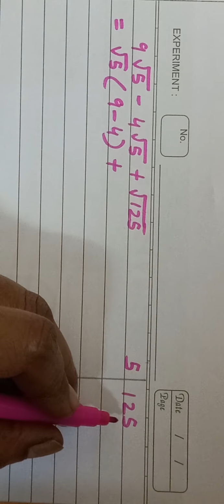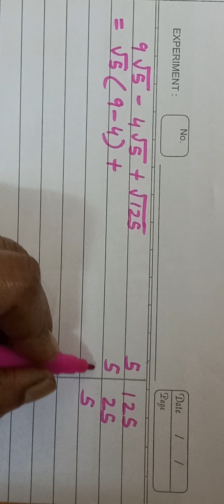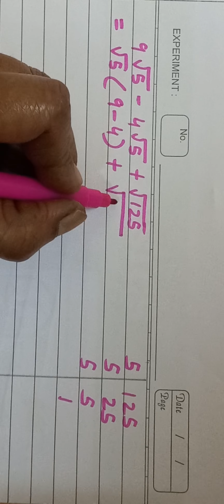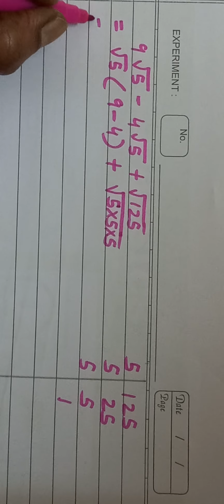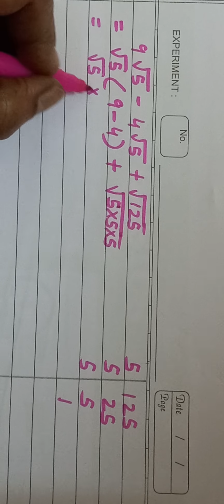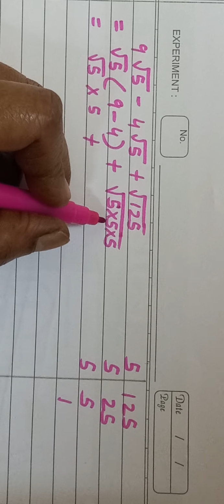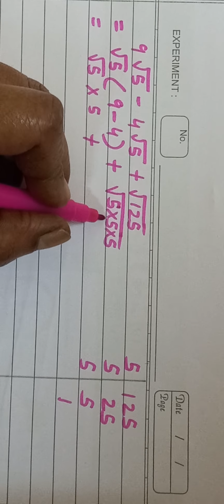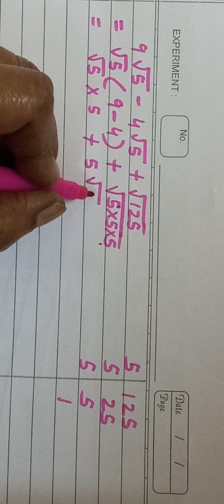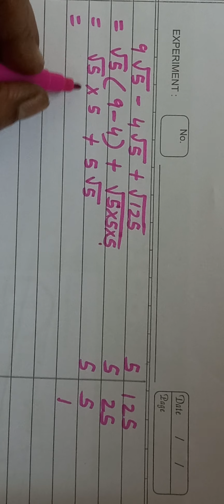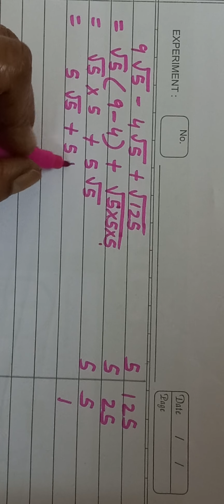Now 5 is in the unit place, so divide by 5. 5 2s are 10, 5 5s are 25. 5 5s are 25, 5 1s are 5. So this root of 125 I can write as 5 into 5 into 5, which is equal to root 5 into, bracket means multiplication, 9 minus 4 is 5, plus, now outside the radical sign, 5 into 5 is already given, a pair is given, so one 5 is going to come outside. Now this will remain alone inside the radical sign, correct, which is equal to 5 root 5 plus 5 root 5.